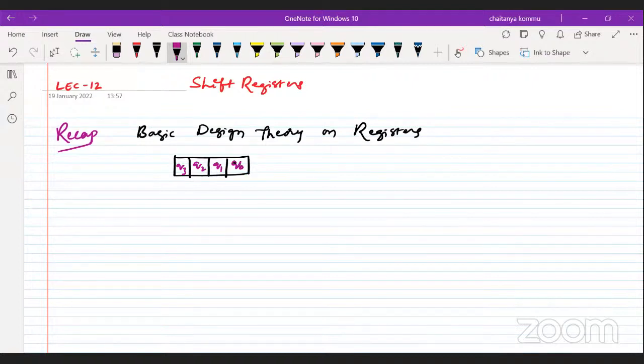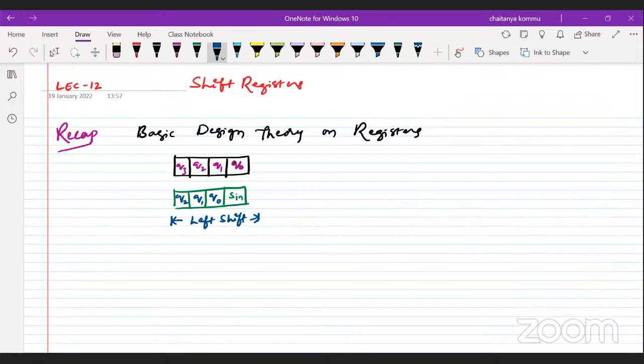Now, if you want to perform the left shift operation, what can we expect? The left shift operation requires a serial in data. It is coming from the outside. Then Q0 is occupied here, Q1 is occupied here, Q2 is occupied here, and Q3 will disappear. So this is what the left shift operation is.